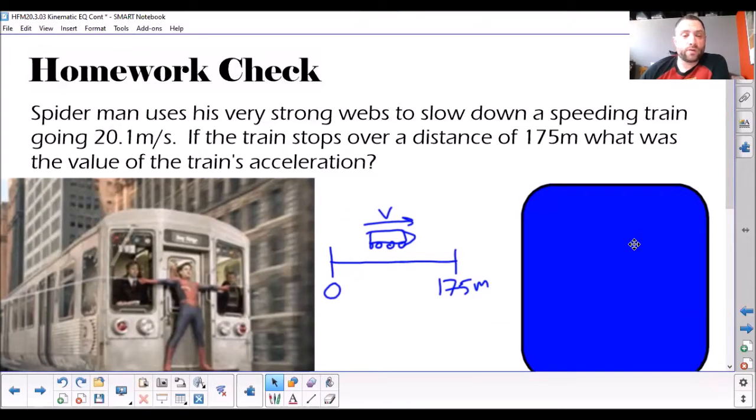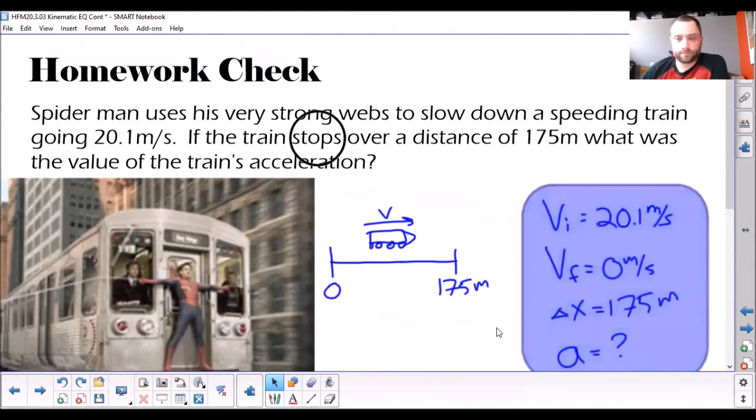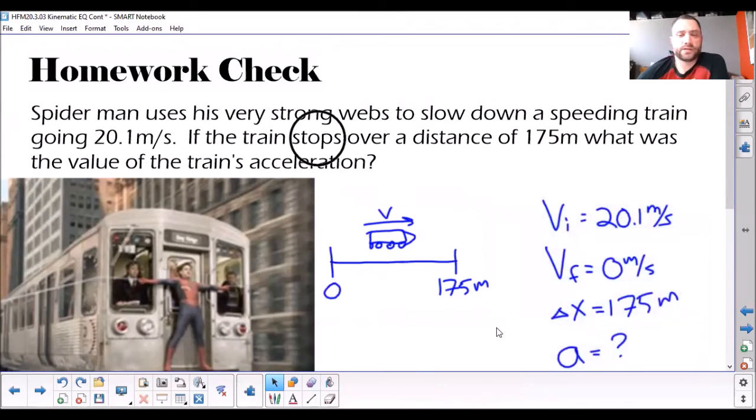From there, we write down all of our knowns and unknowns. And there is one hidden known: it says the object stops. What does that imply? That implies there's zero speed, or zero velocity, at the end. So we have our initial velocity, our final velocity, and how far we go, and we're looking for acceleration.